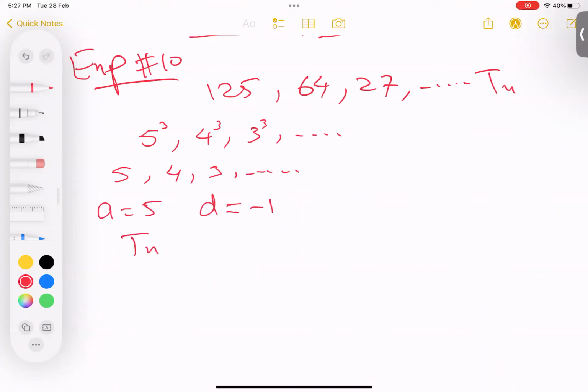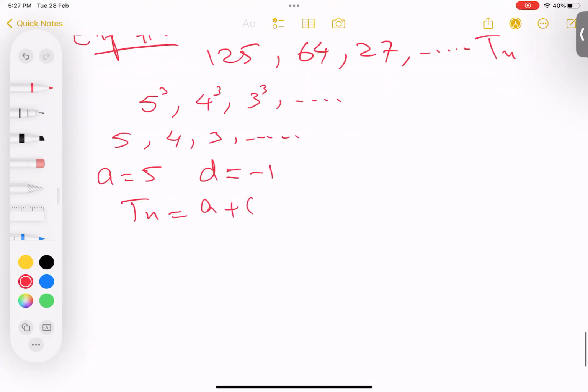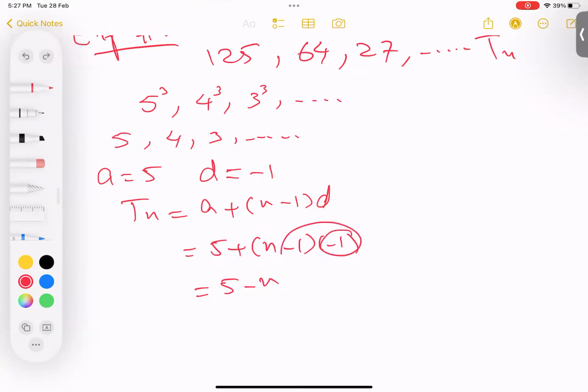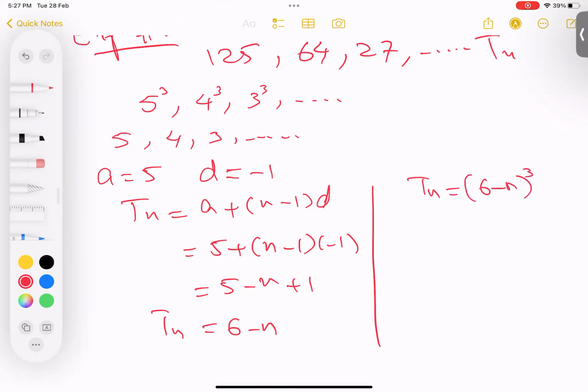So Tn is equal to A plus n minus 1 into D. The A value is 5, n is n, D is minus 1. Open the bracket: minus n, because minus 1 into n. Then minus 1 into minus 1 gives you plus 1. And I got 6 minus n. This is not my final answer. No, I bring back the cube. This is my final answer.